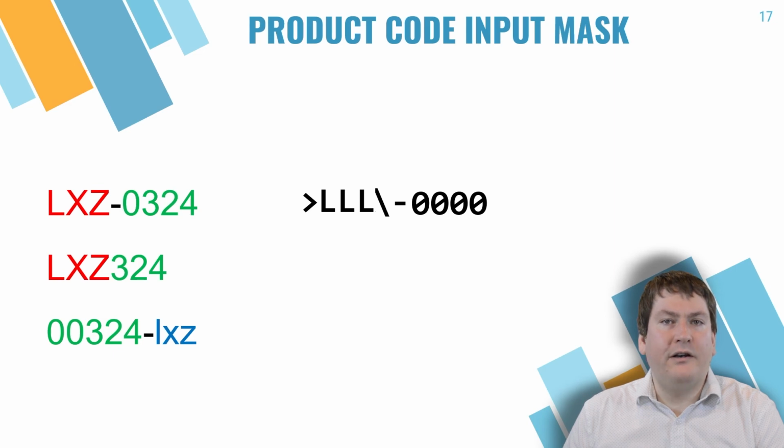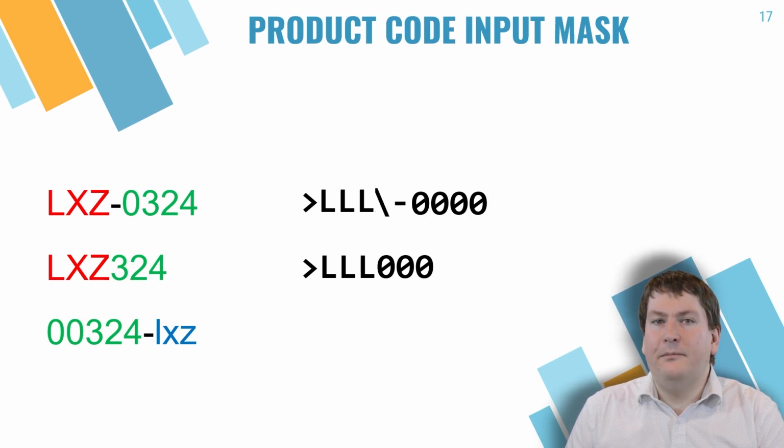Looking at the second product ID, and following this exact same set of steps, we'd get an input mask that looks like this. Again, the greater than sign is used to enforce capitalization. But this time we only want 3 digits, so we just have 3 zeros. Let's look now at that last product ID.